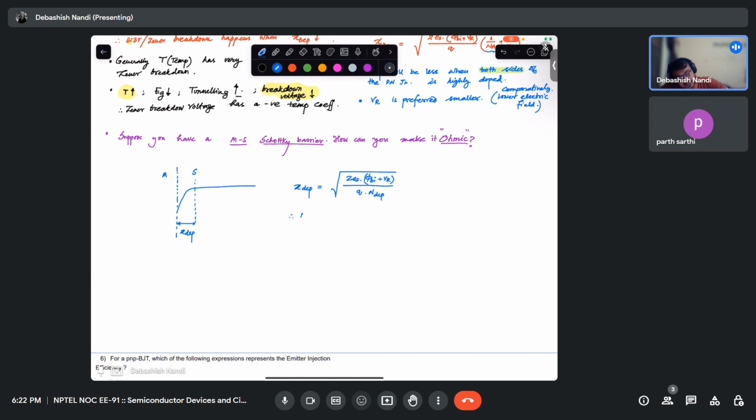So if you increase your N depth, what will happen? Your X depth will decrease. So what will happen? As a result, tunneling will happen. What kind of tunneling will happen? Band to band tunneling will happen. And what will that lead to? That will lead to free movement of carriers, right? It will not depend upon the barrier height.